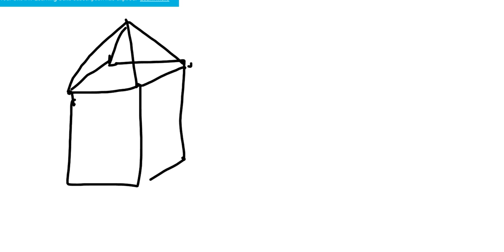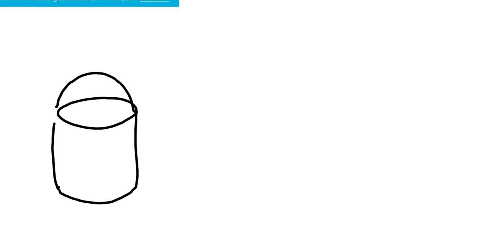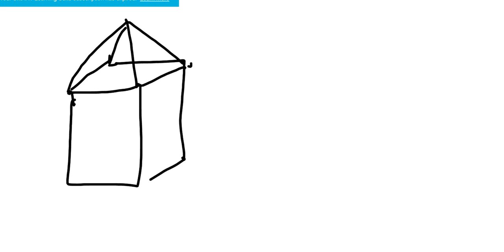For example, this particular shape is a rectangular prism with a pyramid on top. And then the other shape, I have a cylinder with a hemisphere on. So the first step is determining the dimensions for your creative shape. A couple things to keep in mind.